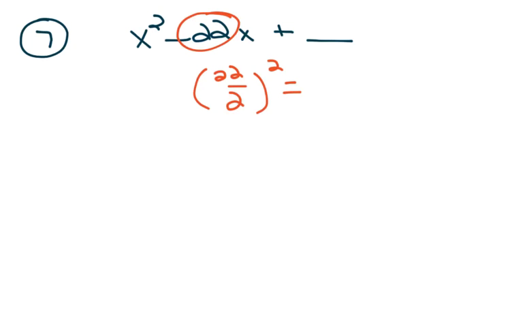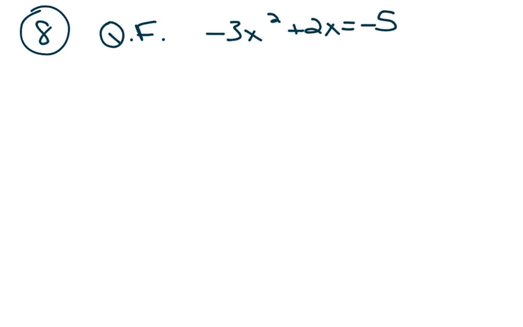It doesn't matter if you divide 22 or negative 22, because when you square the number at the end, it's going to become positive either way. And you should get 121. If I had asked you to write this in factored form, you would tell me that it's x minus 11 squared. Problem number 8 asks us to use the quadratic formula to solve negative 3x squared plus 2x is equal to negative 5.